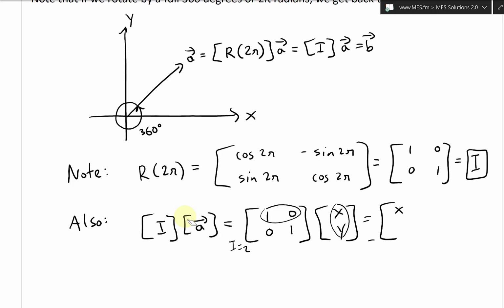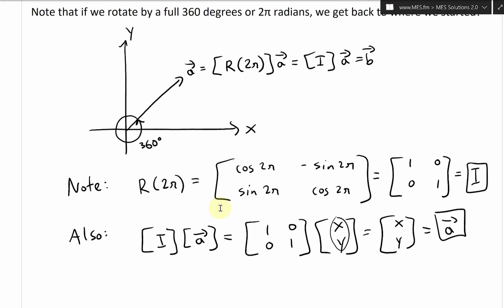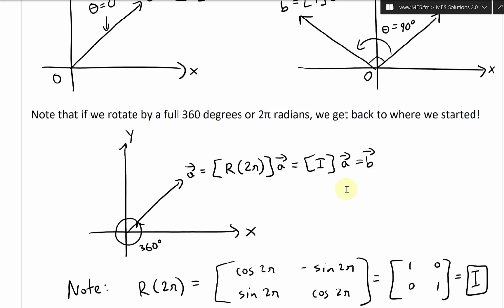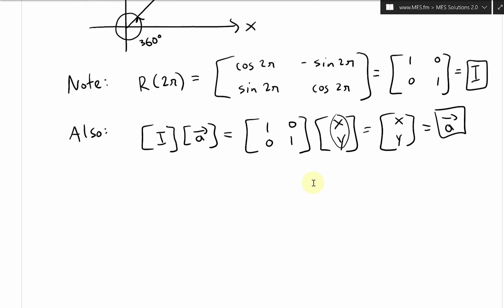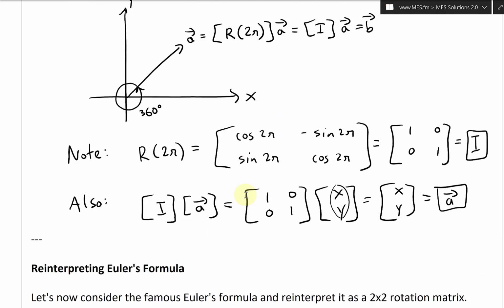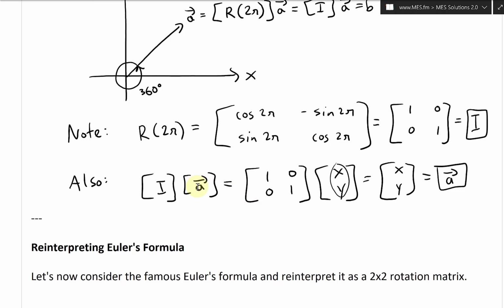And then the next one: it's only one column, so 0 times x is 0, plus 1 times y is y. So in other words, nothing changes, and this just equals a. Multiplying by the identity matrix just gives a. So nothing changes.